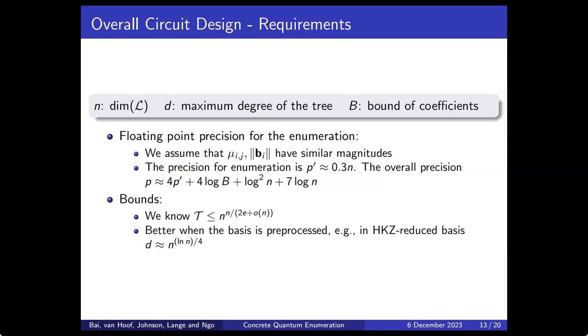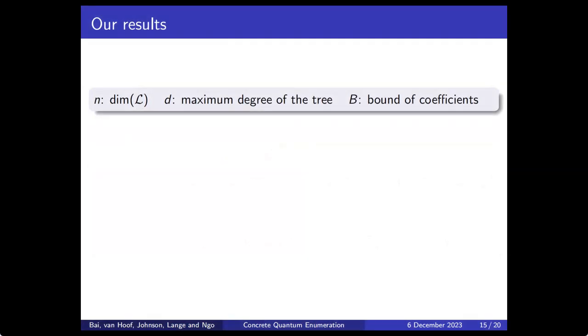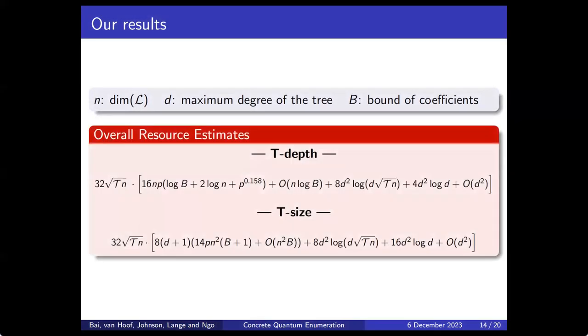It depends on how quickly you reduce the basis. For example, in our case, the BKZ reduced basis, we can assume that it is close to n log n. Okay, that's enough. Now we go to our final result. Overall, the resource estimate is given using T_a and T_star.